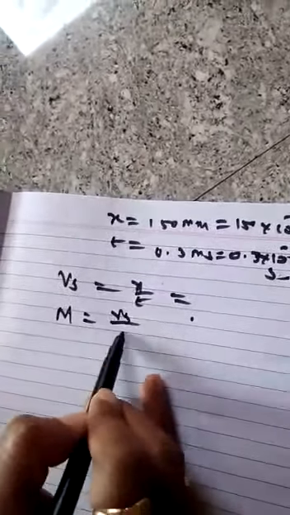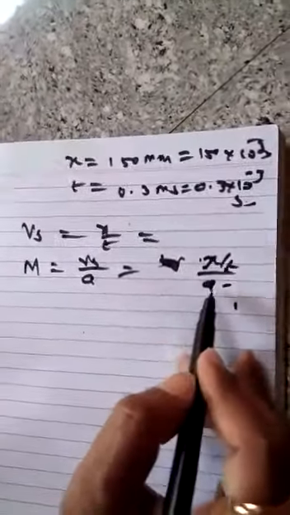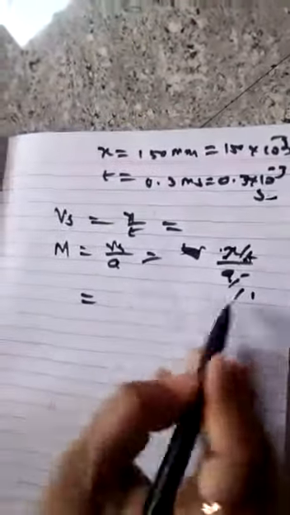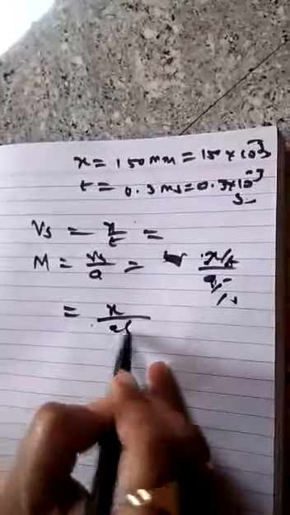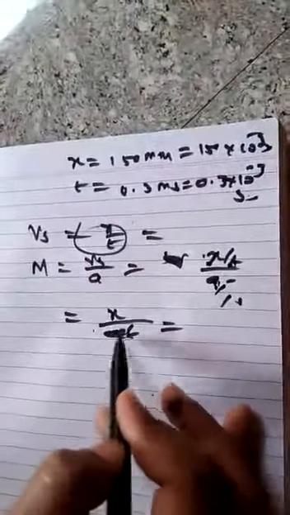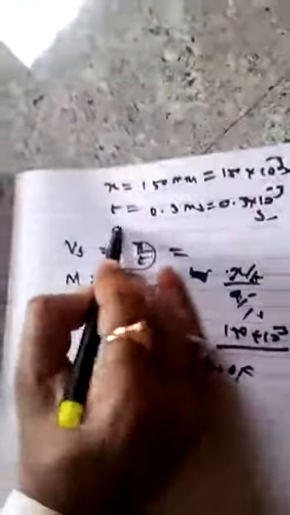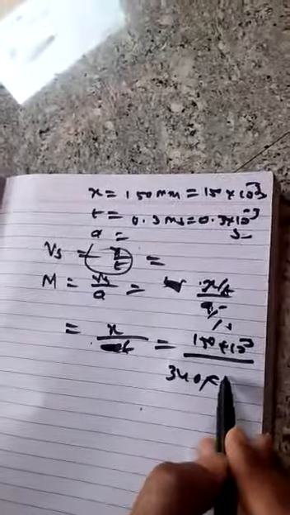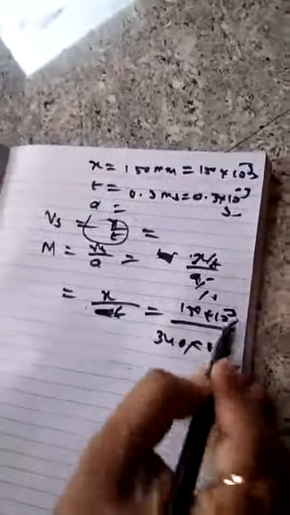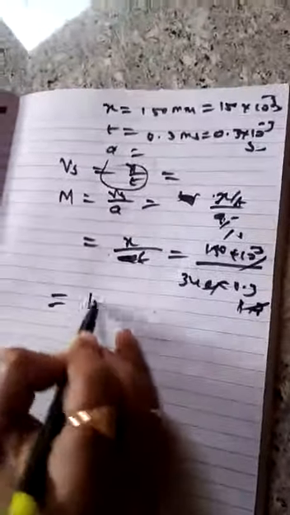Mach number is equal to Vs by a, which is x by t divided by a. This can also be written as x divided by a into t. You can calculate it this way directly, or calculate Vs first and then substitute. So x is 150 into 10 to the power of minus 3, divided by a, which is 340, the velocity of sound, into t, which is 0.3 into 10 to the power of minus 3. Cancelling the zeros, you will get 1.47. This is the Mach number. Clear.